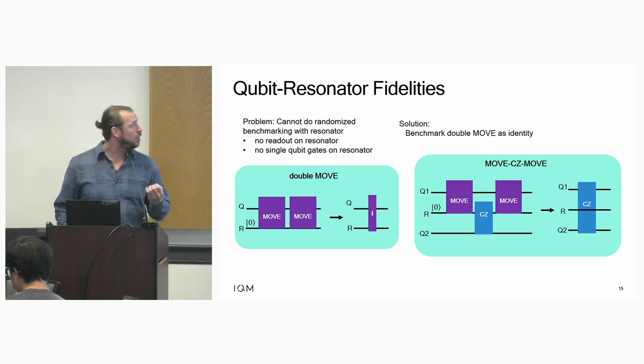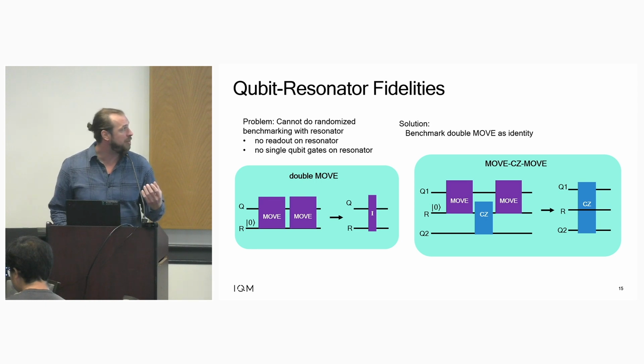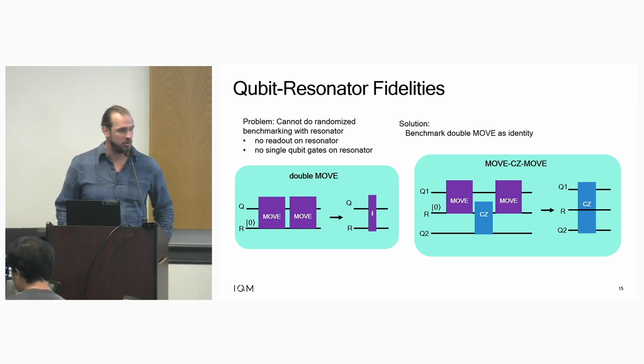So instead, we benchmark the move in a sandwich, where when the resonator is empty, the move is its inverse, so doing two back-to-back is an identity gate. And then secondly, when we benchmark the qubit resonator CZ, we likewise sandwich it between two moves, where when the resonator is in the ground state, this 3-gate circuit shown is equivalent to a CZ between the two qubits.